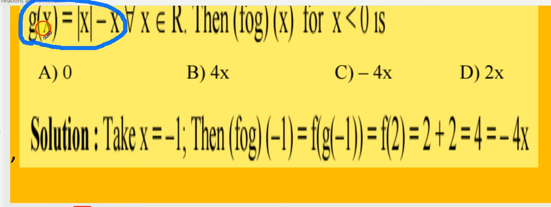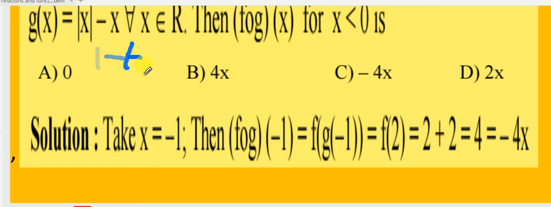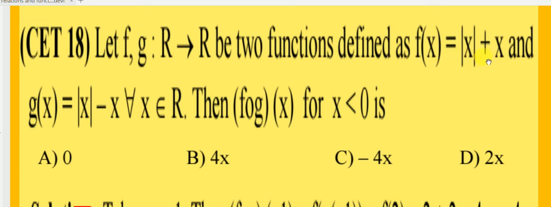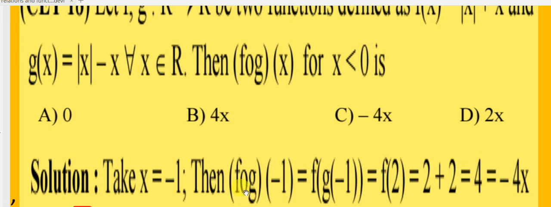Here when you put x equal to minus 1, modulus of minus 1 is plus 1, minus of minus 1, so you will get 2. So g of minus 1 is 2. So I have f of 2. Now I have f of x equal to modulus of x plus x. Therefore when you give x equal to 2, I have modulus of 2 plus 2, which is equal to 4. So I have f composition g of minus 1 is equal to 4.